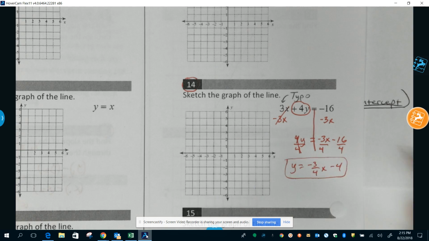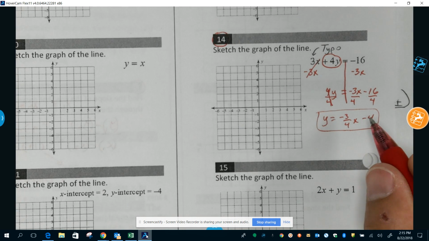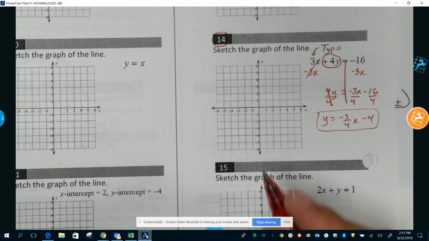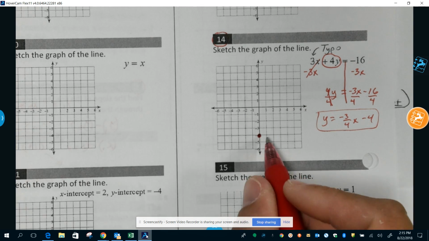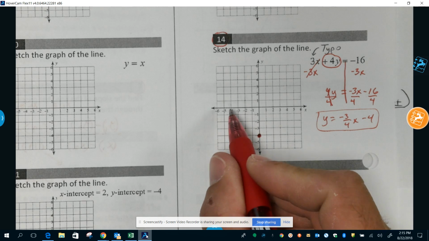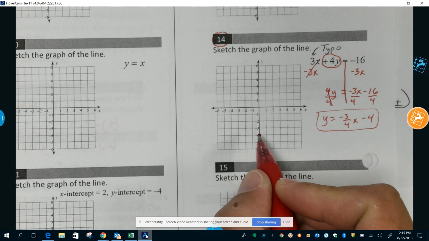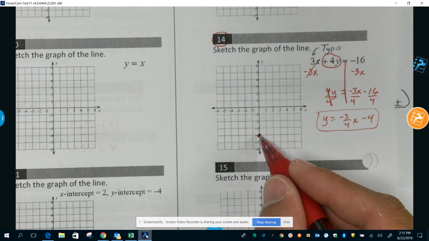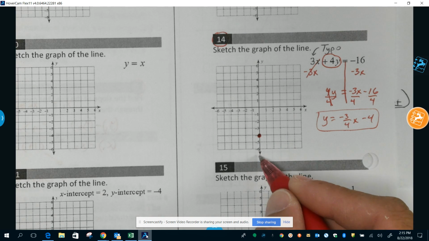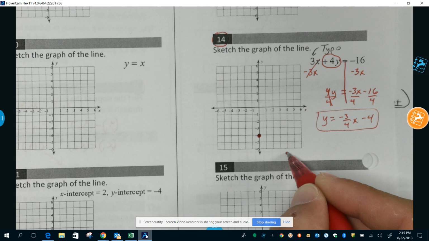Once I have it solved for y, now I can graph. Like I said, we're going to plot the y-intercept first, which is negative 4. Make sure you plot your negative 4 on the y-axis. A very common mistake is that you accidentally plot this y-intercept over here on the x-axis. Plot it on the y-axis. Now the slope is negative 3 over 4. So we're going to go down 3, 1, 2, 3, over 4, 1, 2, 3, 4. This one goes off the graph, but that's okay.